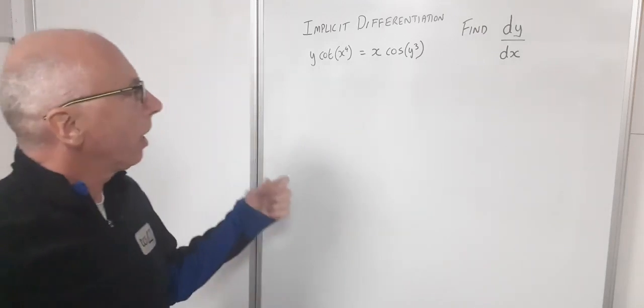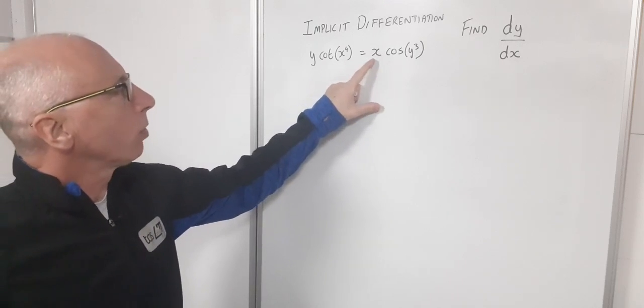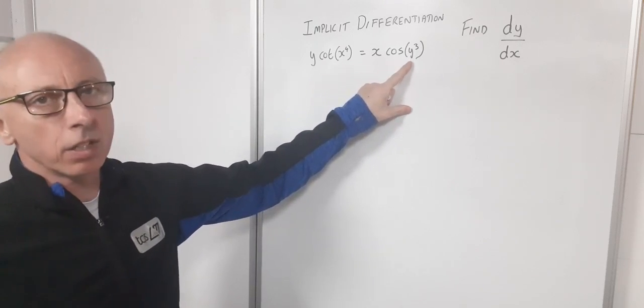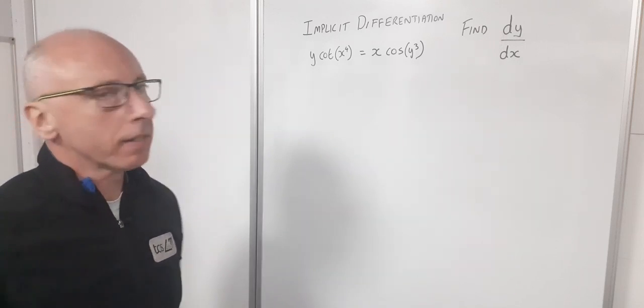So in this question here, I've got an equation, y times cotangent x to the power of 4 equals x times cosine of y cubed. We want to find the derivative of y with respect to x.